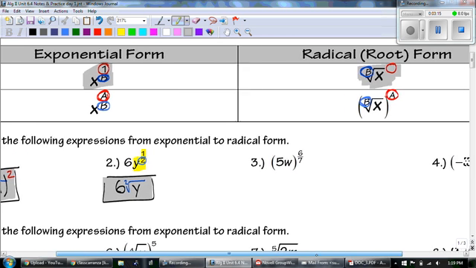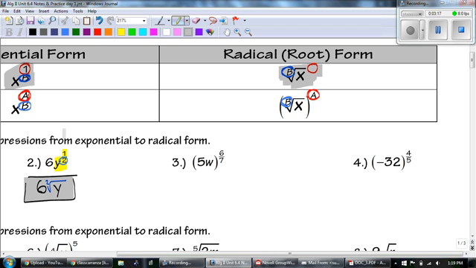All right, number 3. Now, the difference between 2 and 3 is that all of 3 is in parentheses, so that means that this 6/7 goes to everything in there, to both items, okay? So our bases stay the same, the 5w. I take the radical, okay, to the 7th root, and then everything to the 6th power, okay?